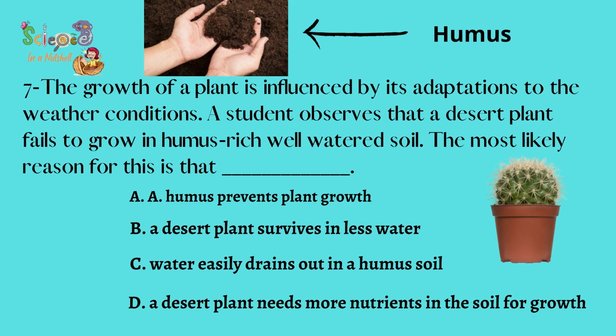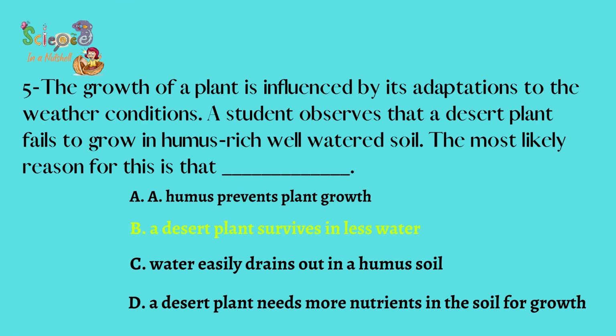Humus prevents plant growth. A desert plant survives in less water. Water easily drains out in a humus soil. A desert plant needs more nutrients in the soil for growth. Yes, it will be number B because a desert plant survives in less water. It needs less water. It's a desert plant. It grows in the desert. It doesn't need that much water and humus to grow and to survive. It just needs less water. It is adapted to this kind of environment.